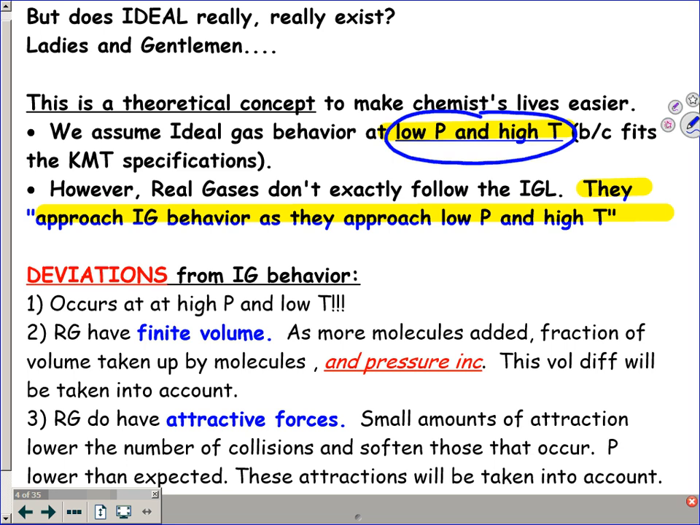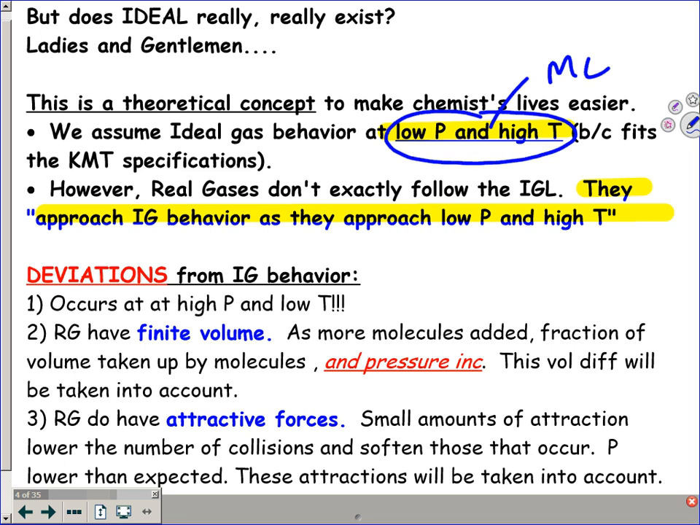So this is an easy multiple choice question. Which conditions allow gases to approach ideal gas behavior? You should know that off the cuff. And then everything else, if you're not at those conditions, so if you're at high pressure and low temperature, things start to deviate from ideal gas behavior.